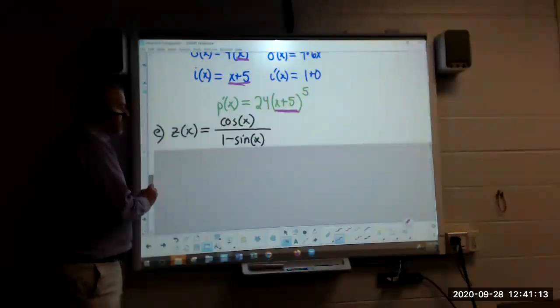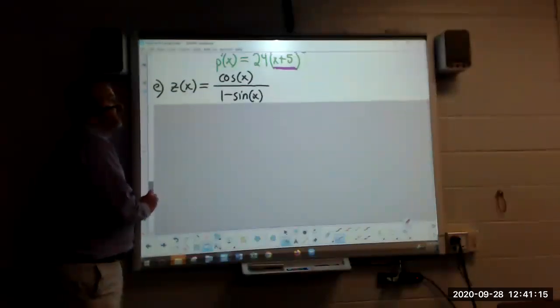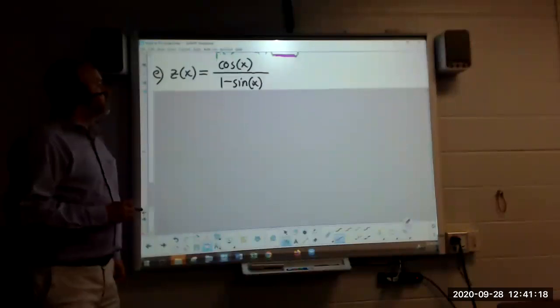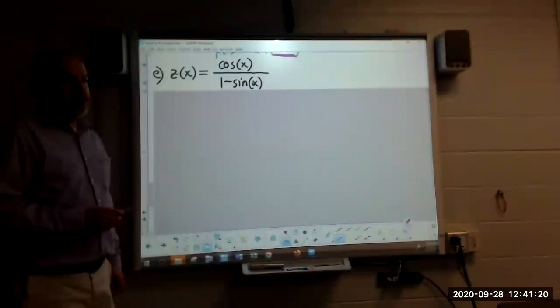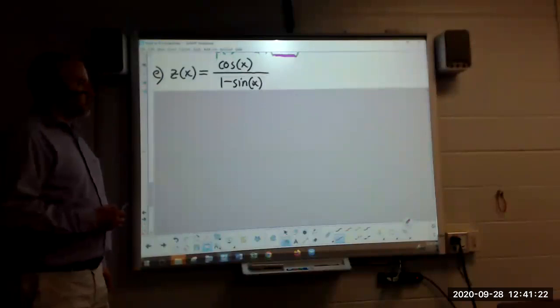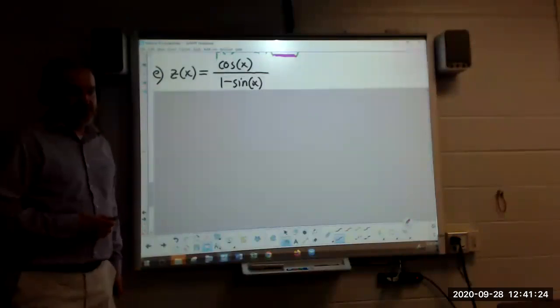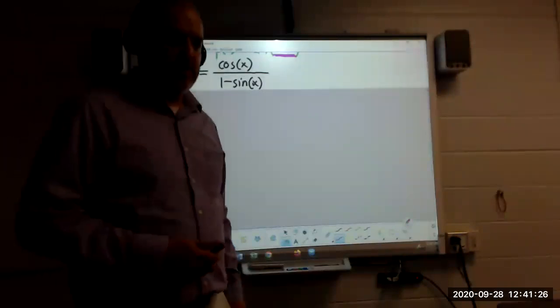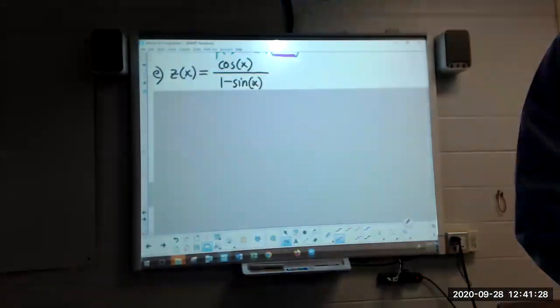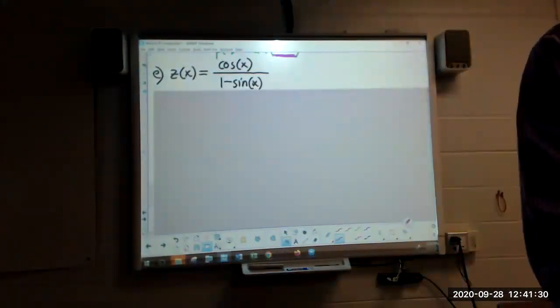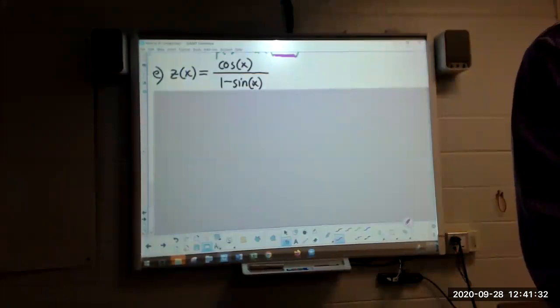Instead, I'd like to draw your focus to z, or if you're of the European persuasion, z of x. So that's cosine of x divided by 1 minus sine of x. No hints this time. Give it a try.